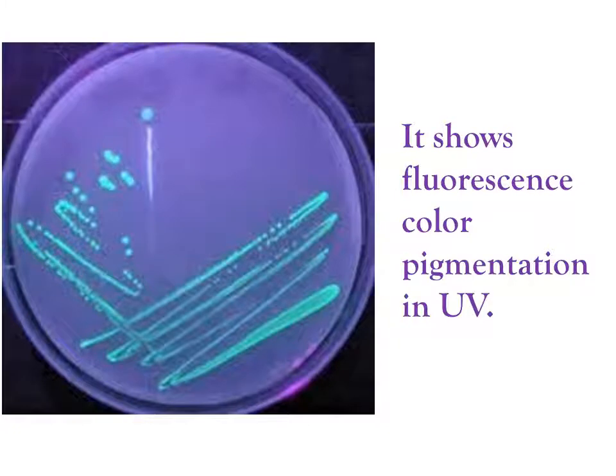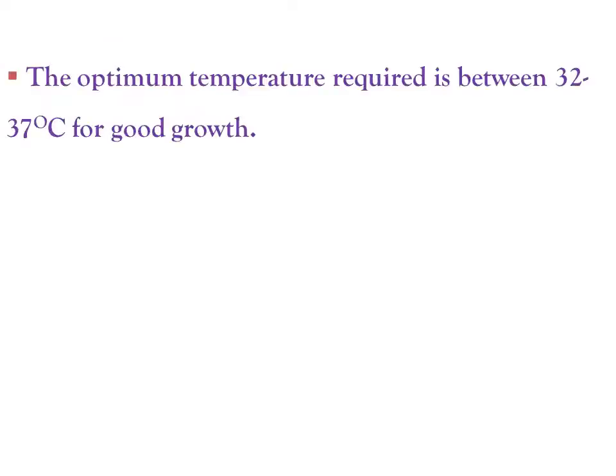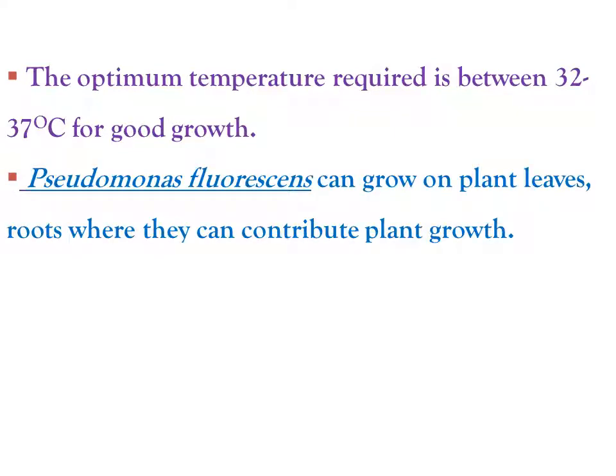plant growth. The characteristic feature of Pseudomonas fluorescens is that it shows fluorescent pigmentation under UV light, which is a unique characteristic observed on King's medium. The optimum temperature required for the effective growth of Pseudomonas fluorescens is about 30 to 37 degrees Celsius. Pseudomonas fluorescens can grow on plant leaves, on the root surface, and even in the rhizosphere. It contributes to plant growth.